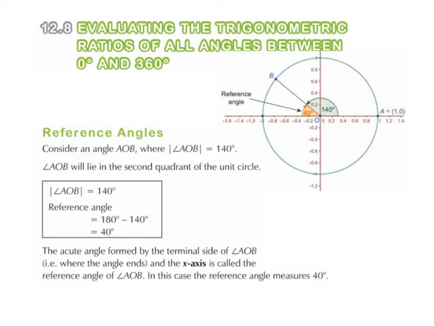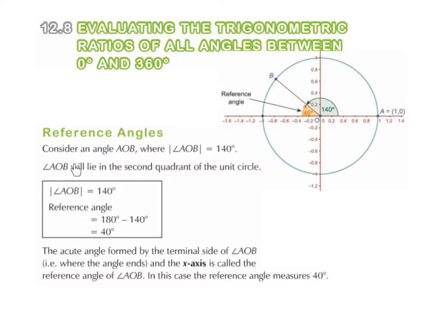Reference angles. Okay, so consider the angle AOB, where the angle AOB is equal to 140 degrees. So here's point A, O is the centre of our circle, and this is point B, also on our circle. So the angle AOB is 140 degrees, and it's written in green. So it's the angle that's formed from the positive part of the x-axis around to this radius here. So it's the green part, and it is 140 degrees.